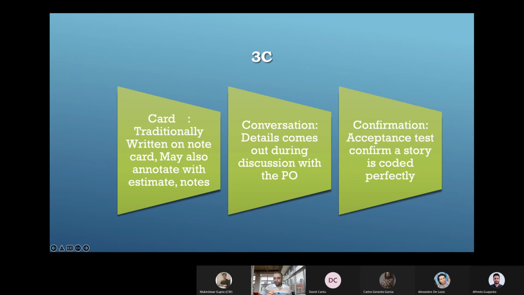Now let's move on. How will we do it? We will consider the 3Cs: card, conversation, and confirmation. Traditionally it is written on a notes card, and may also be annotated with estimate notes. So you will be seeing stickies. When the stories are there, in some organizations the developers are co-located, and they have a whiteboard or a wall. On the wall itself, they will write stickies and literally put them there.